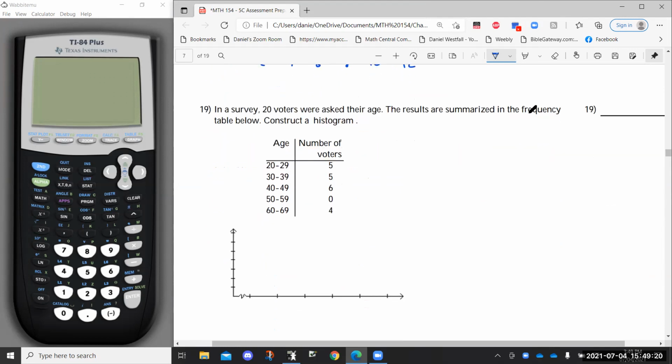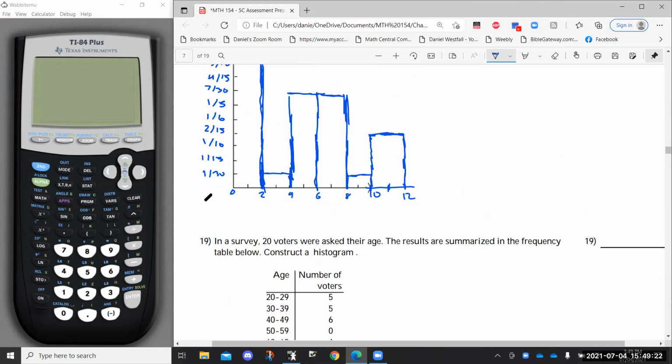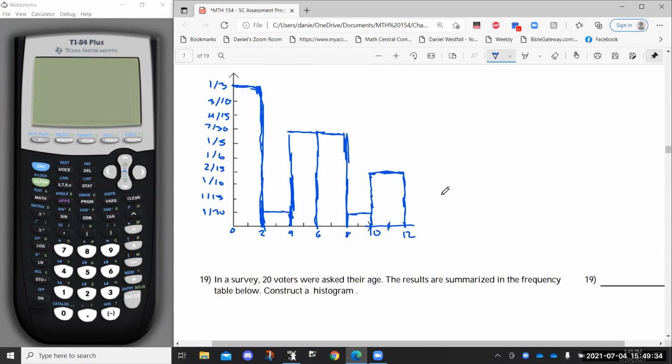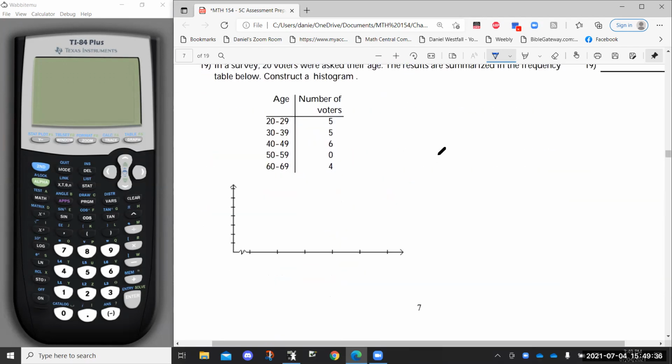Calculators can make histograms in a decent way, but you have to play around with it and tell it where you want the bars to start being made, how wide you want them to be made. You have to play around with it, just like I did to make the bars that touch one another. All right.